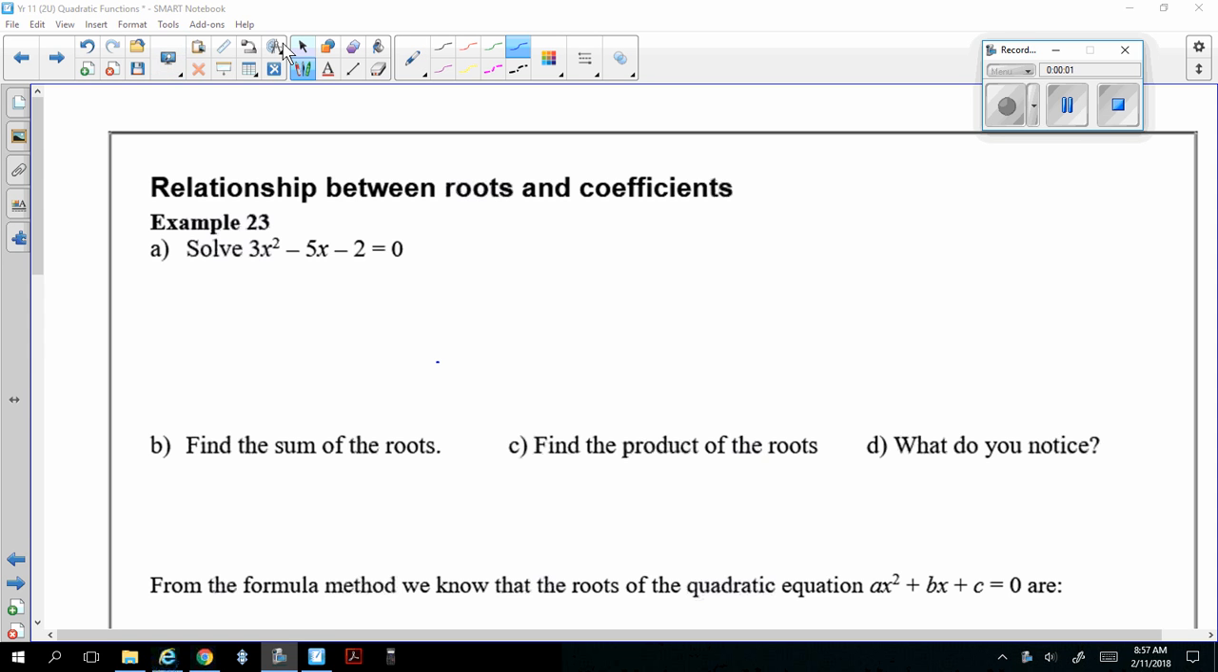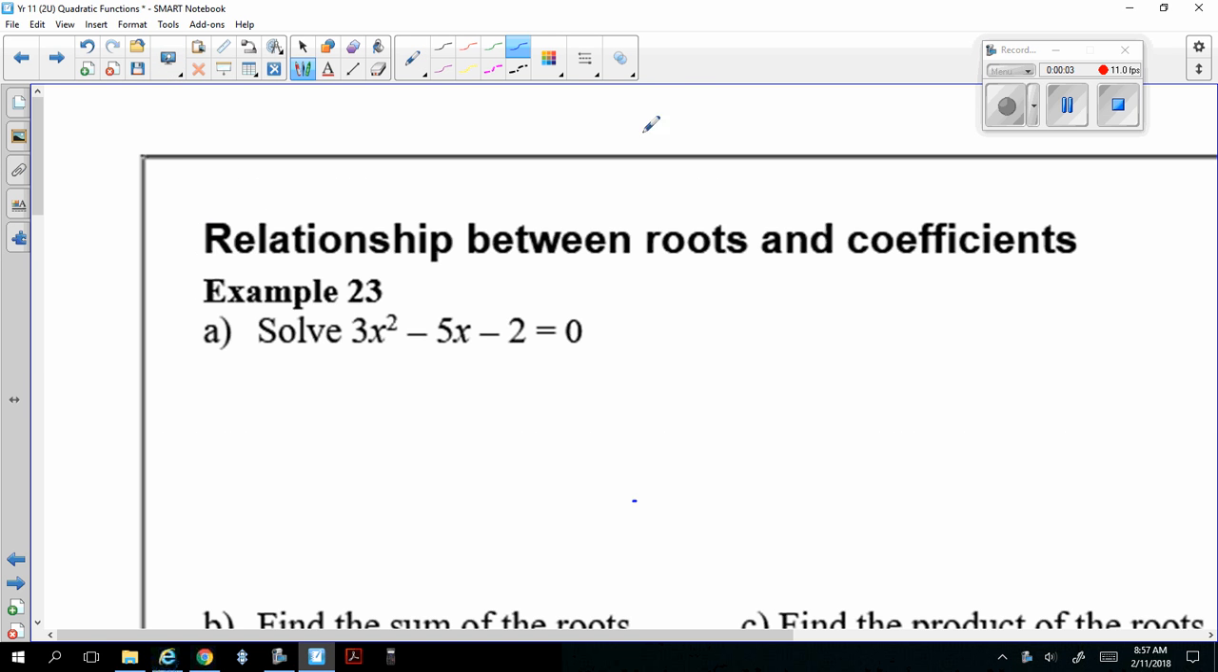To solve a quadratic equation. So let's solve this equation. Now, how do you solve it? We solve it by factorizing. So how do you factorize this?